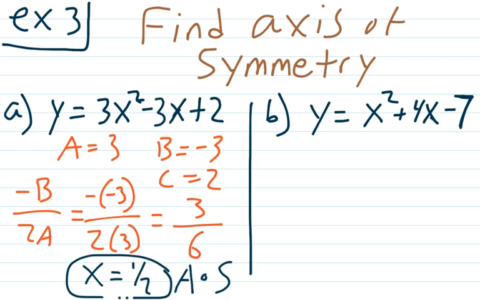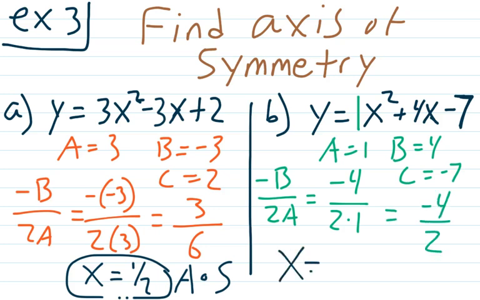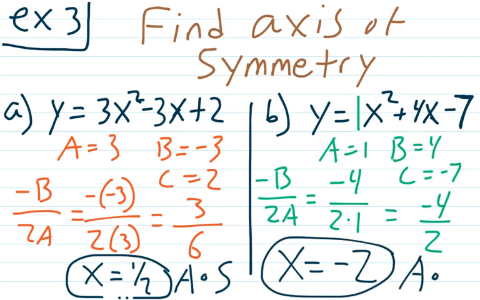On the right side, since there's just x squared, it's 1x squared. So a is 1, b is 4, and c is -7. Again, doesn't matter what c is for this case, but I just want to show you that for review. So negative b over 2a is going to be -4, because b is 4, over 2 times 1. That's going to be -4 over 2. So your axis of symmetry is the line x equals -2. This is my axis of symmetry.